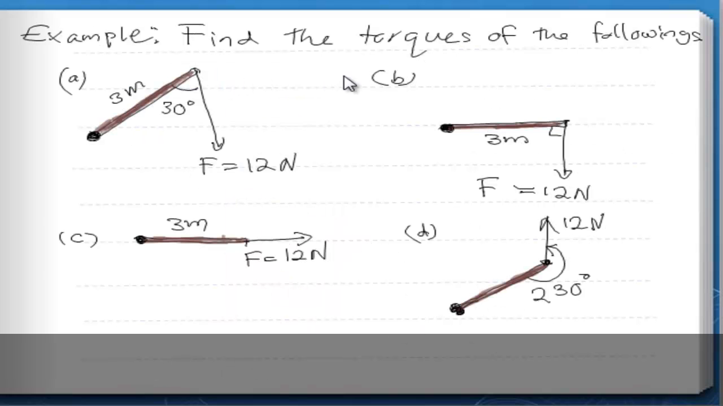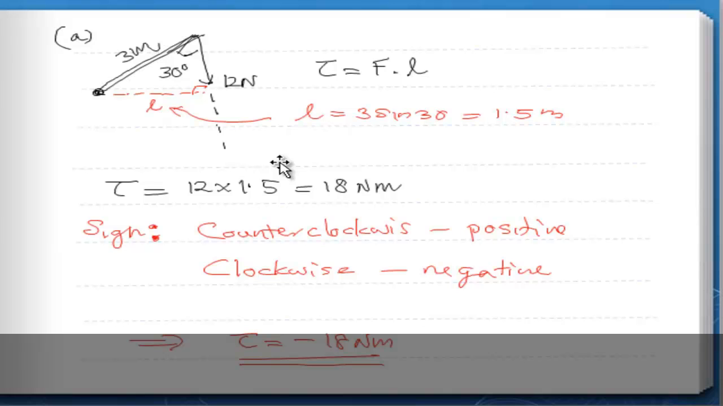So these are some examples. In the first example, we have a 3-meter rod and the force is 12 newtons and it makes a 30-degree angle. In the second example, it's 3 meters but the angle is 90 degrees. The difference in each example is the angle. So let's go over each one and find out the torque in each case. We need to find the lever arm in each situation.